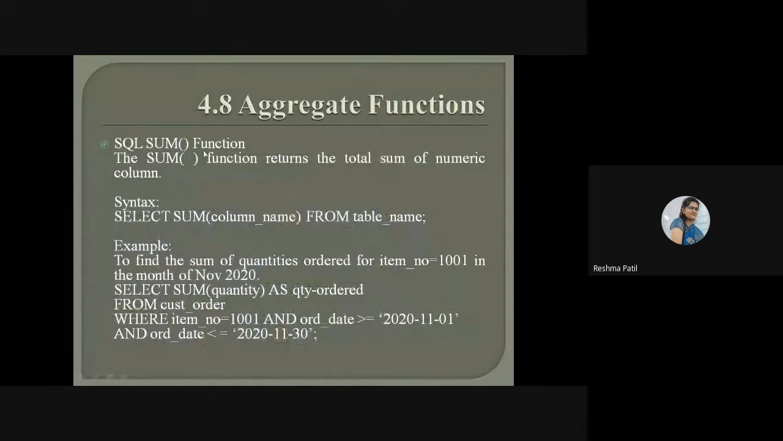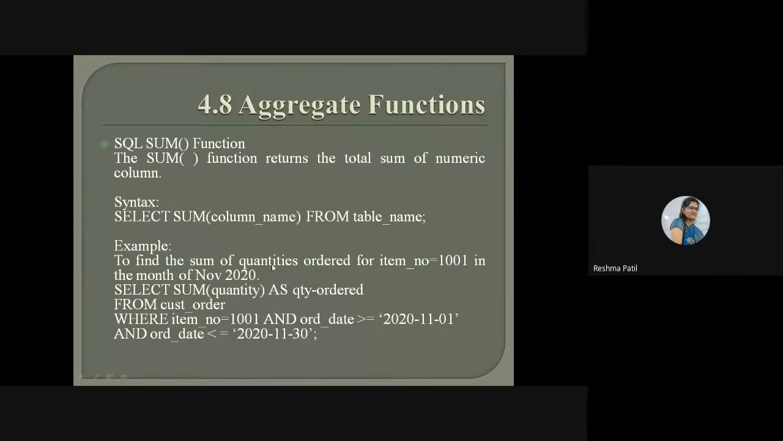Now next is the sum function. The sum function returns the total sum of numeric columns. One numeric column will be there in your table. If you want to get the sum of all the values of that particular column, then we can use the sum function. Syntax: select sum of column name from table name.